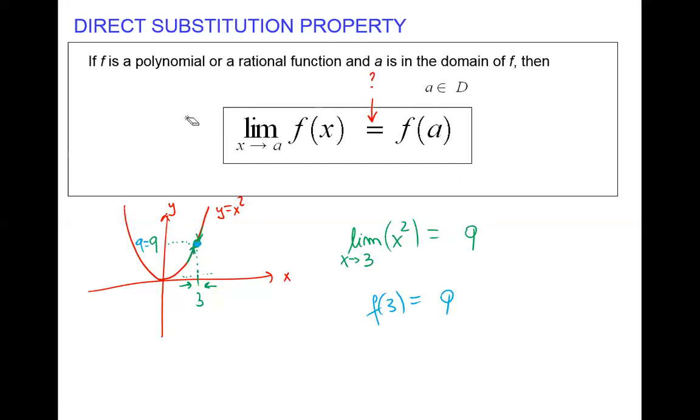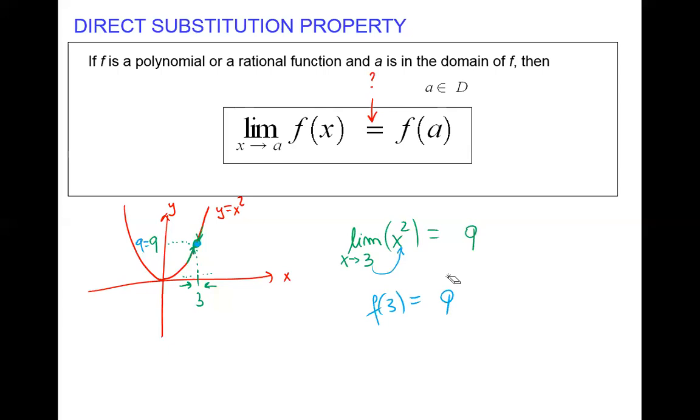That's the reason we have this property. That means if the function is continuous, if the value 3 is in the domain, in order to calculate the limit, I can simply substitute the number into the formula of the function and get the answer. But please always remember what this means. We are approaching 9 for this, we are at 9 for this.